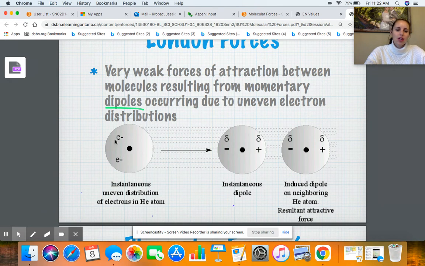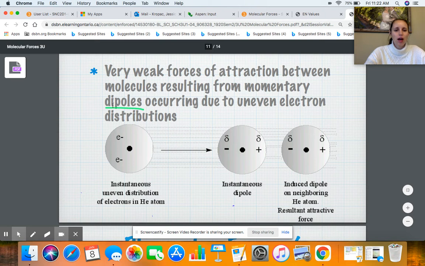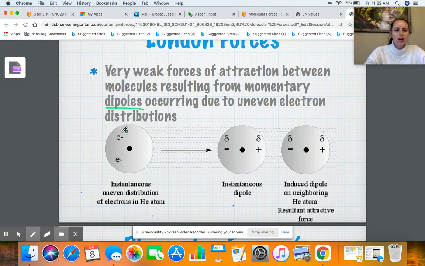So the fact that the electrons are on this side is going to cause what we call a dipole. A dipole is like a charge. Since both negatives are on this side, this side is going to appear slightly negative, right? Since there's no negatives on this side and a positive in the center, this side is going to appear partially positive. So we have a negative side and we have a positive side.